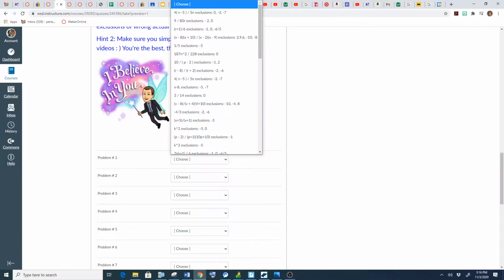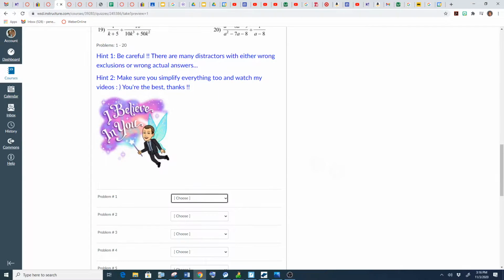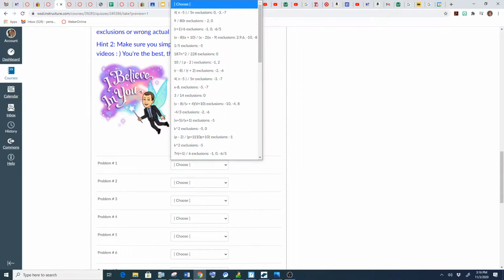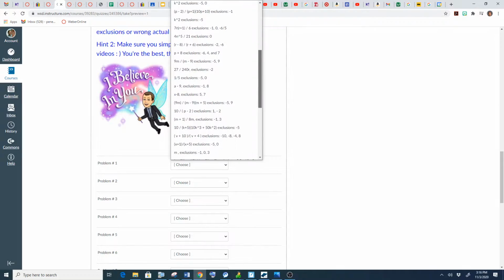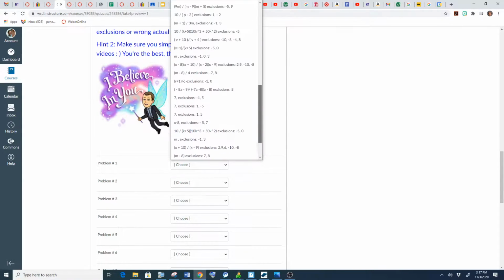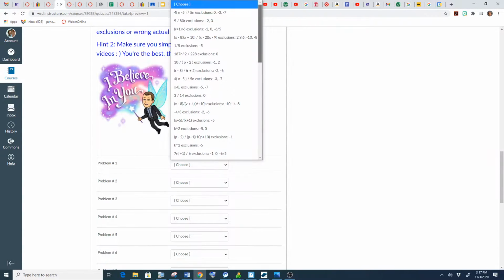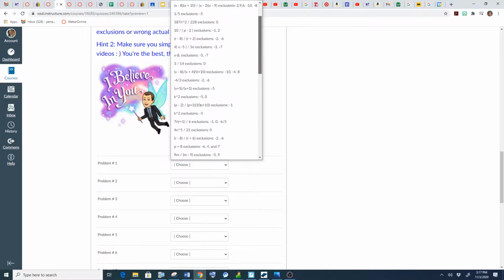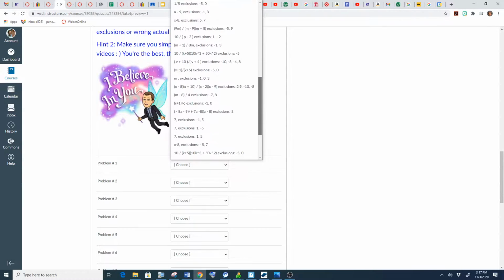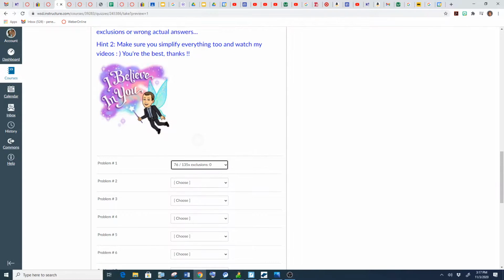Now there are some answers that are definitely wrong in here, so be careful. There are some distractors that are wrong answers with wrong exclusions. We're looking for 76 over 135x, because that's the reduced answer, with an exclusion of 0. There it is, 76 over 135x, exclusion 0.